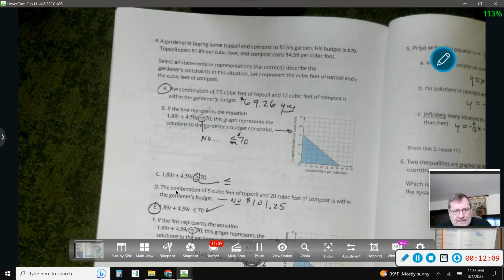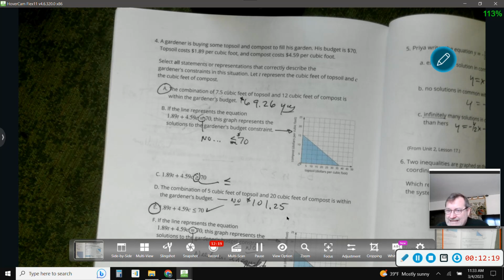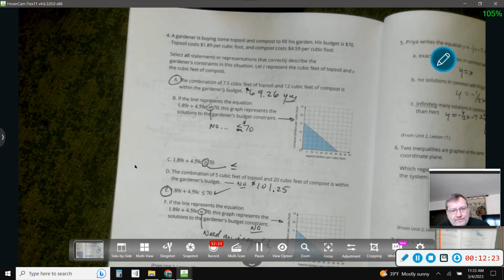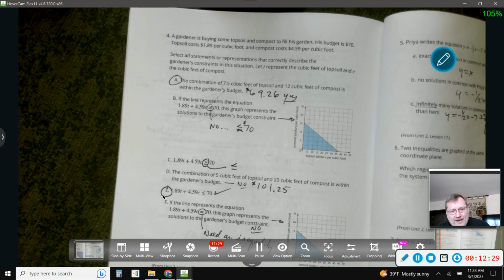And the delta, the combination of 5 cubic feet of topsoil and 20 cubic feet of compost is within the budget. Absolutely not. This comes up to well over $101.25. So you've really destroyed the budget on that one. All right. Oh, look at this one. This looks lovely. Less than or equal to, just like that one right there. So I like E as well.